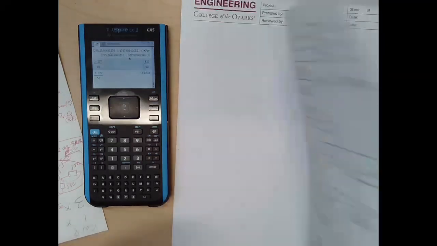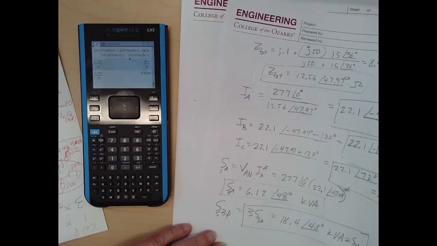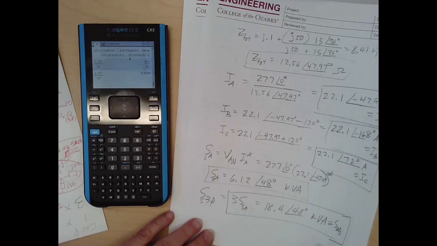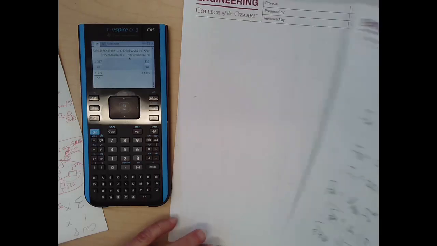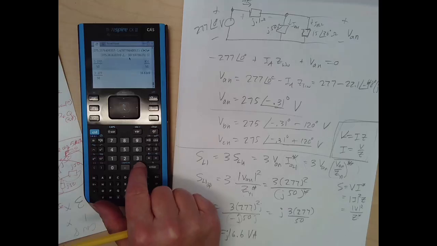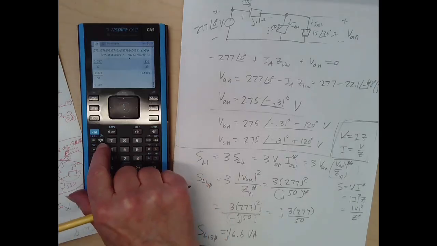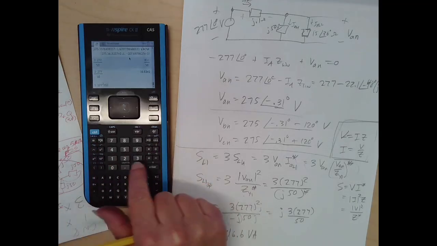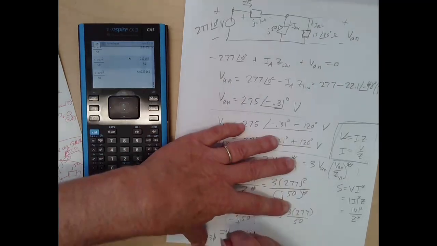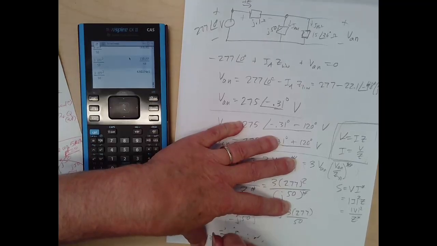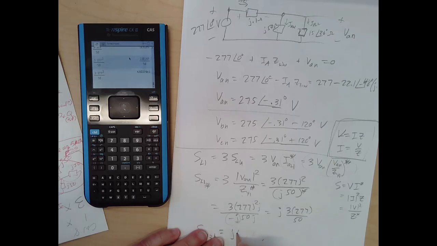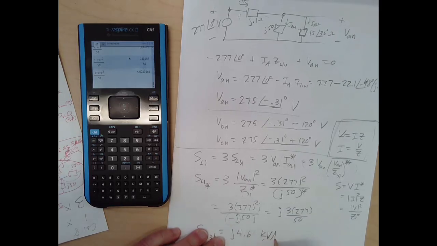Was the source just VA, or did I get a KVA? Okay, the other load must have a lot more. Oh, I forgot to square my 277. 3 times 277 squared divided by 50. Okay, there we go. J 4.6 KVA, that's better.